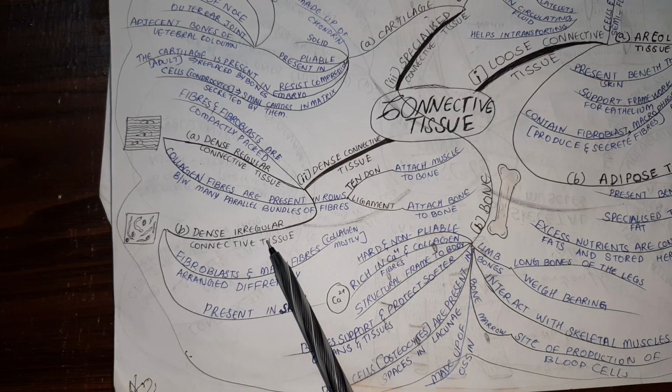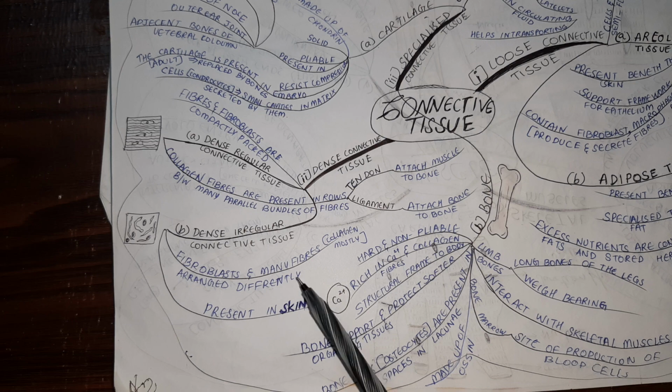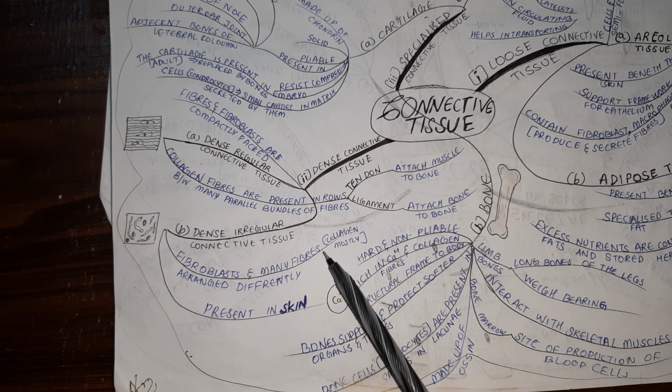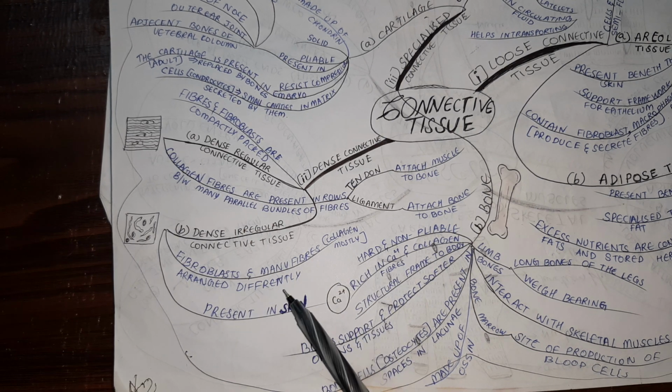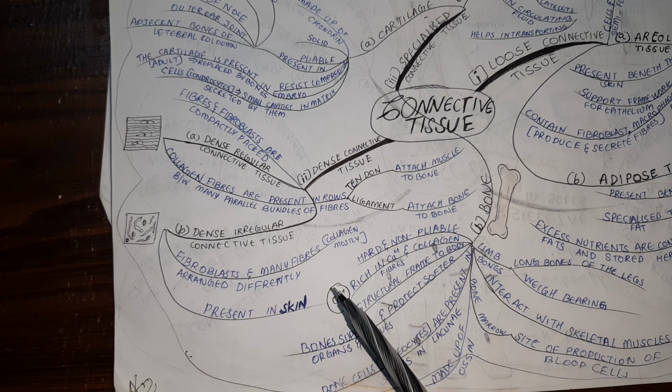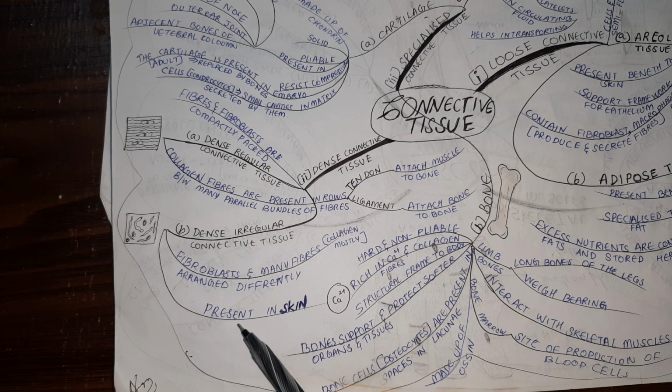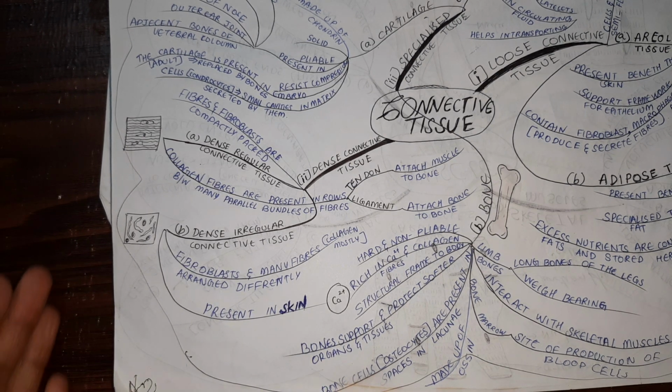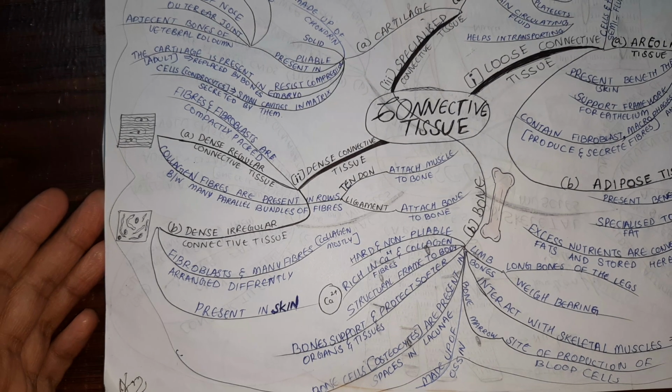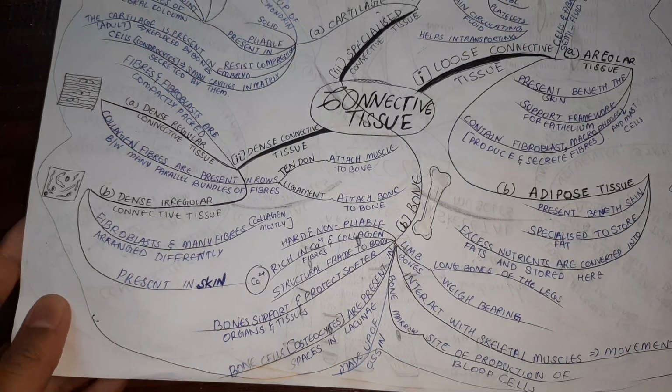Second, we have dense irregular connective tissue, which means fibroblasts and many fibers, mostly collagen, are arranged differently. They are not arranged in a specific pattern, they are just arranged irregularly. This is present in the skin. This was about dense connective tissue, and before that, loose connective tissue.